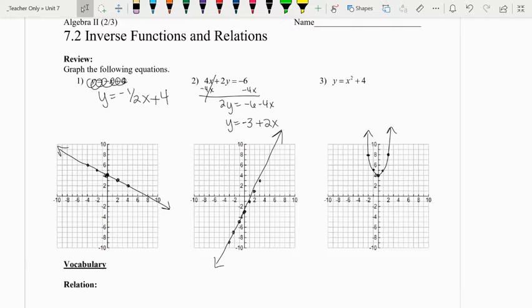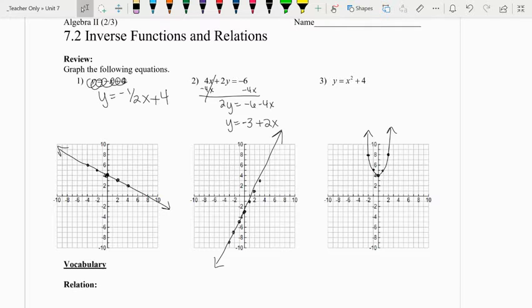For number 2, it was in standard form, which means that you needed to get it into slope-intercept form by solving for y. And when you did that, you got negative 3 plus 2x. So you would start at your y-intercept, which is negative 3, and then move your slope, which is 2/1. So up 2/1, up 2/1, and so on.